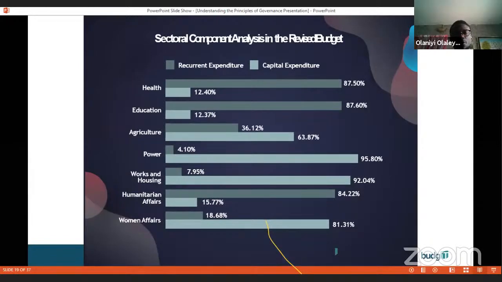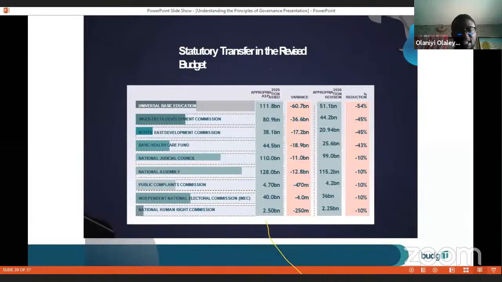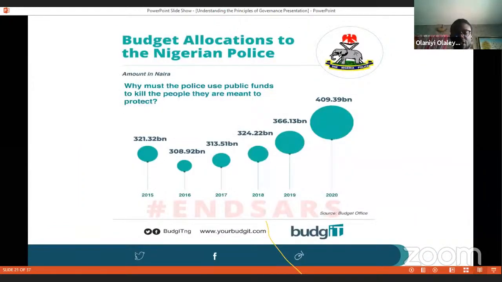capital, everything, I think I will share this slide. Okay, so the statutory transfer, like I said earlier, the National Assembly will be getting 128 billion of this money. Look at the Universal Basic Education Fund, Niger Delta Development Fund, Basic Healthcare Fund. You see that proper allocations are not made to these sectors. So I want to quickly round up this section.